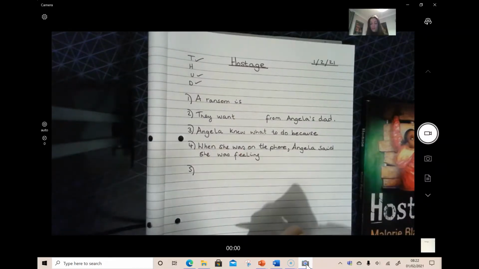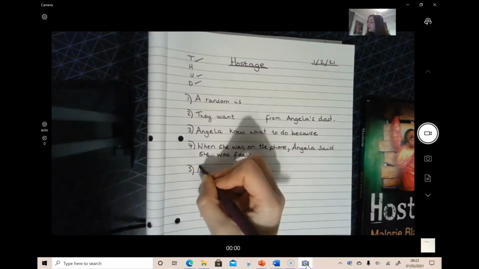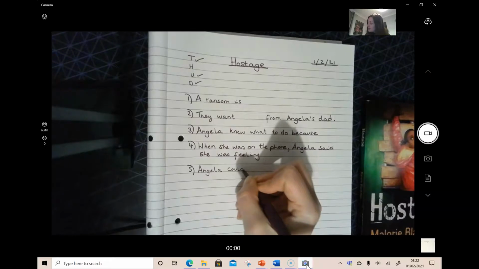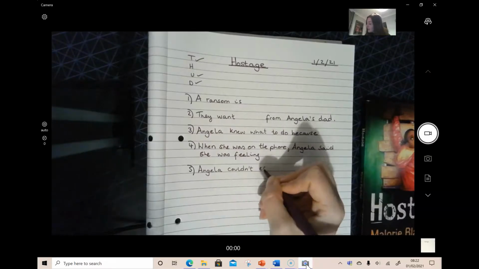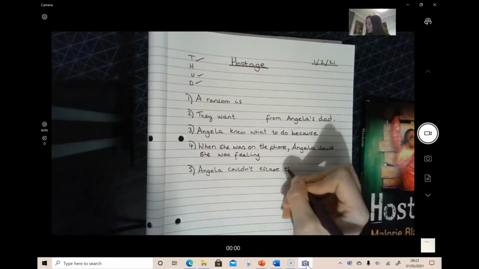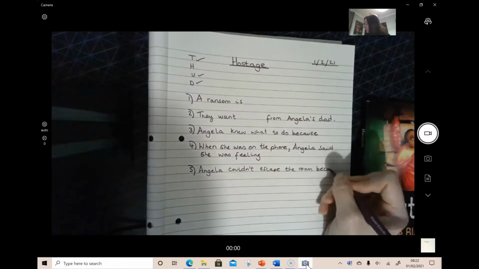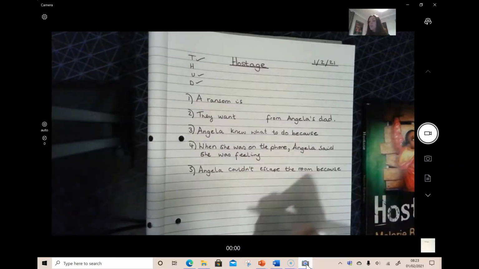Number 5, when she was free of the ropes, why couldn't she escape the room? Okay, so I'm going to say Angela couldn't escape the room, and this will be a because sentence as well, because, to explain why. So this is before the ending. So when she's been tied up and she manages to get herself loose, what is it that stops her from leaving the room straight away?